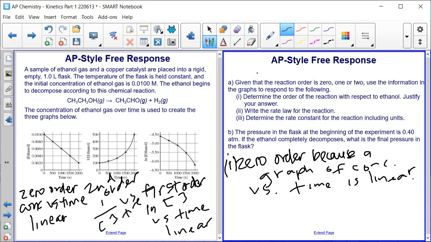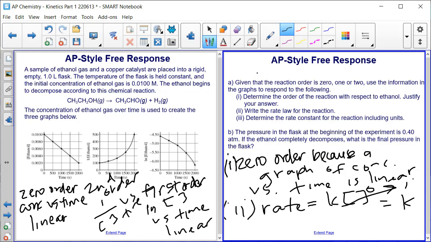Part 2, write the rate law for the reaction. So rate, just in general, rate is equal to K times the concentration of the reactant, which in this case is CH3CH2OH, raised to the power of the order, which in this case is 0 order. Anything raised to a 0 power is 1. So in this case, the rate is just equal to K. Okay?